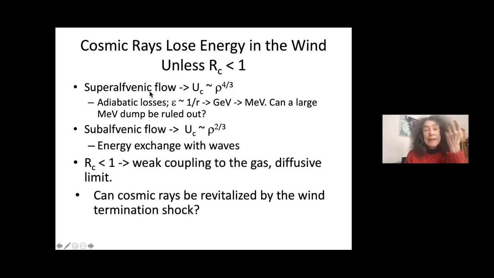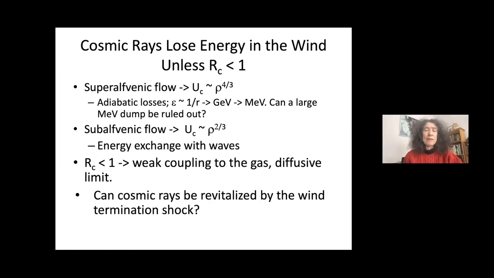And in the case of highly super-Alfvénic flow, which is probably the most relevant case, the energy density just goes like the 4/3 power of the gas density, which means that the energy of an individual cosmic ray goes down like 1 over r. And so a GeV cosmic ray will become an MeV cosmic ray. And in the absence of anything that revitalizes the cosmic rays, we will be dumping all these MeV cosmic rays into the CGM. And I've not worked on the question of whether this has any observable signature, but that might be an interesting question.